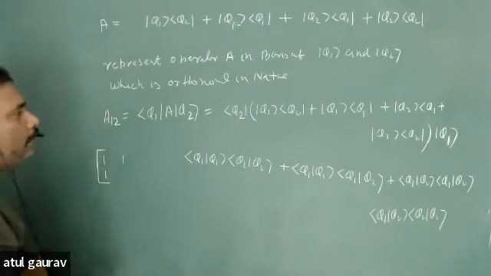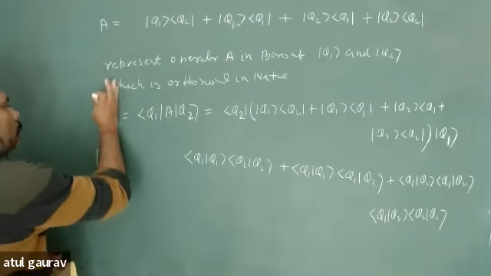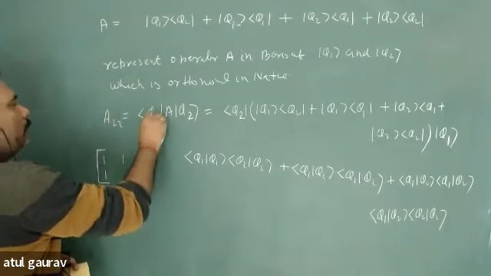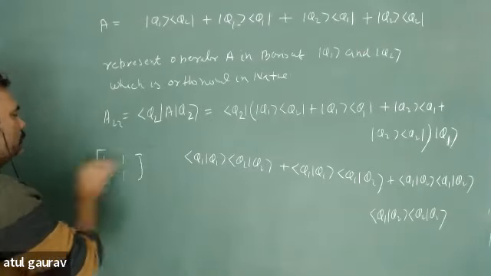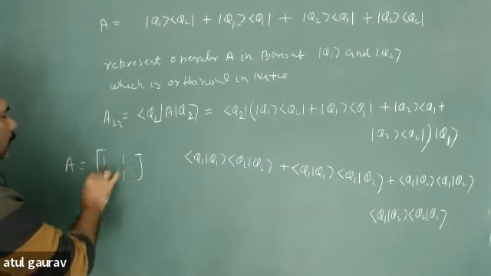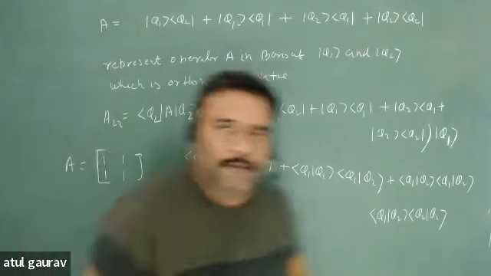Next, what will be phi 2, phi 2? Sorry, A22. 1. Which term is going to survive? The last term is going to survive. So this matrix A is 1, 1, 1, 1. Okay.